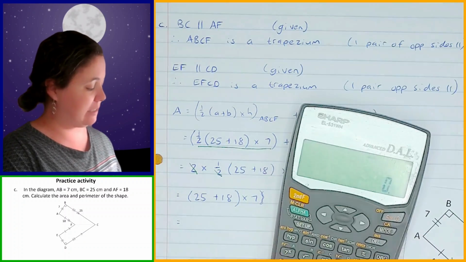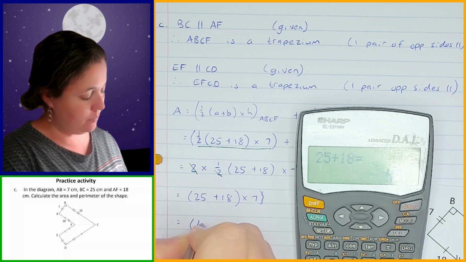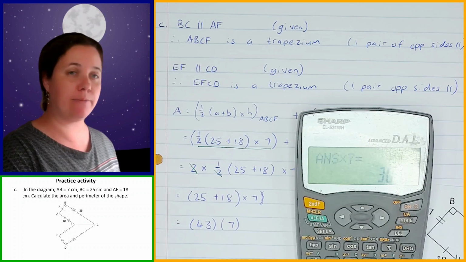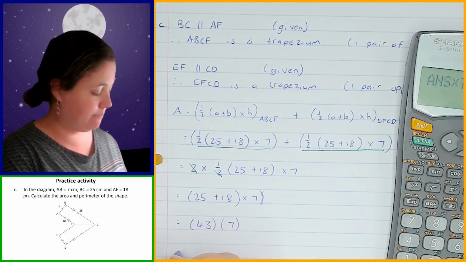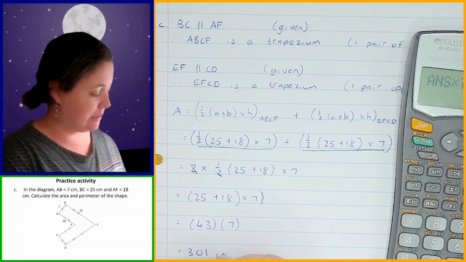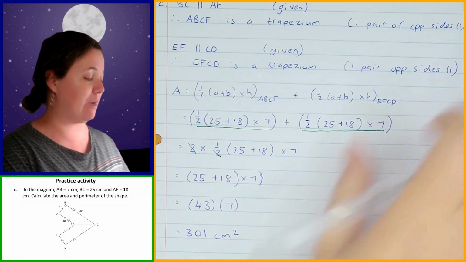So 25 plus 18 is 43, times 7, which gives me 301. And that is centimeters squared. Okay, so now I've got my area. Now I need to go and work out my perimeter.